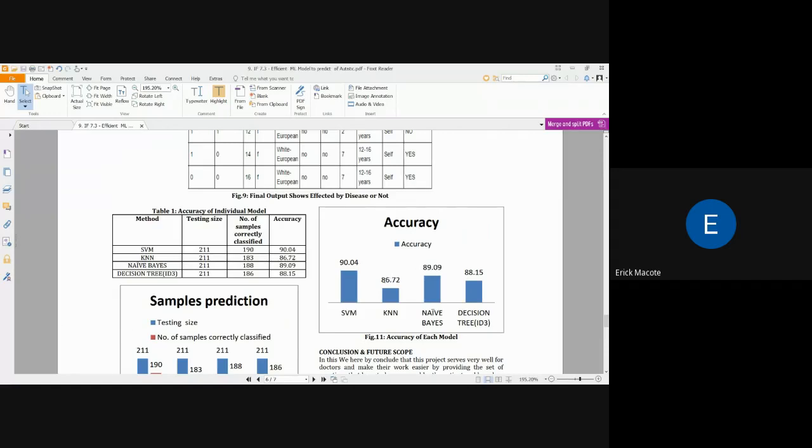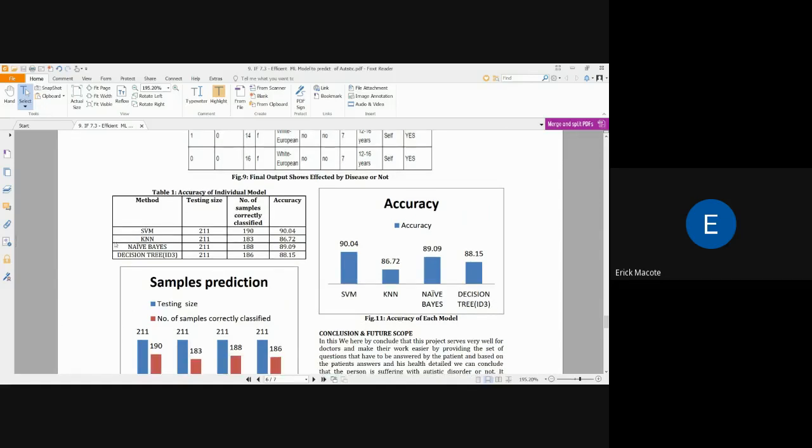In this way, support vector machine is producing 90% accuracy in identifying the cases. KNN is 86.7%, Naive Bayes 89%, and decision tree 88% accuracy. As we can see from all observations, support vector machine provides the best accuracy.